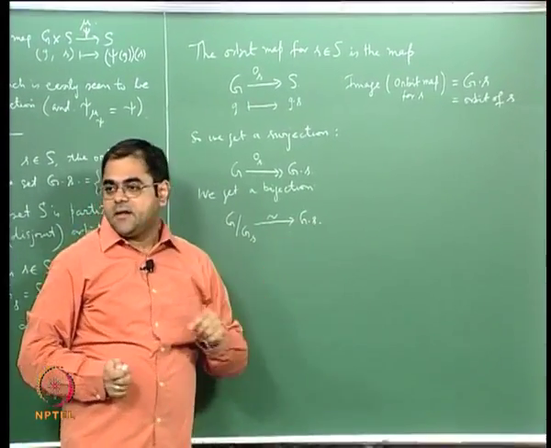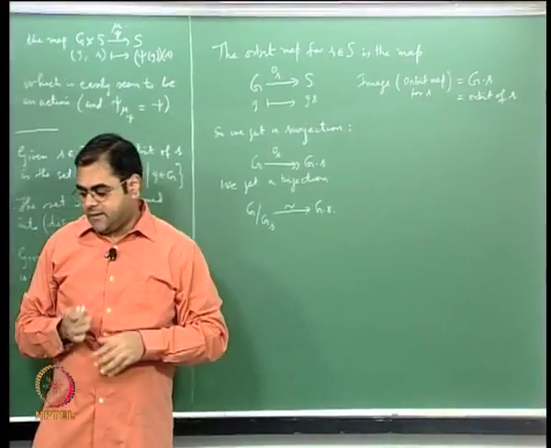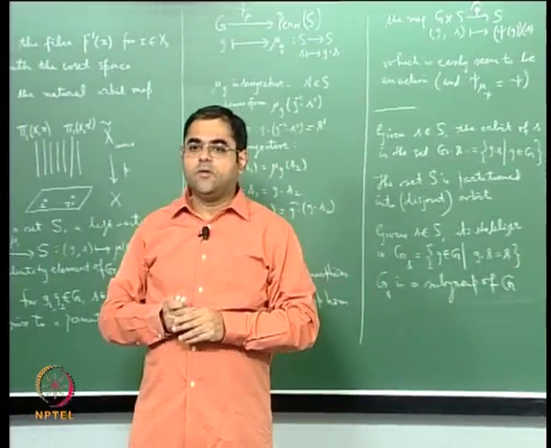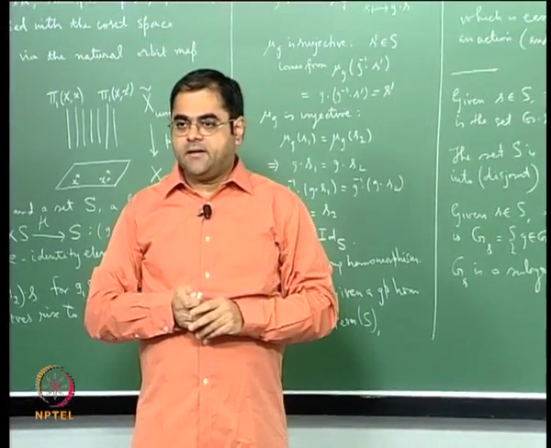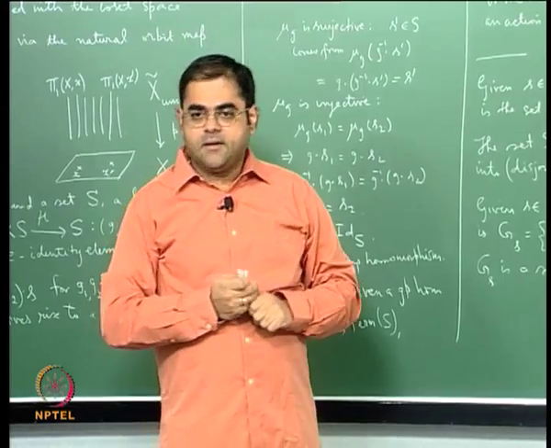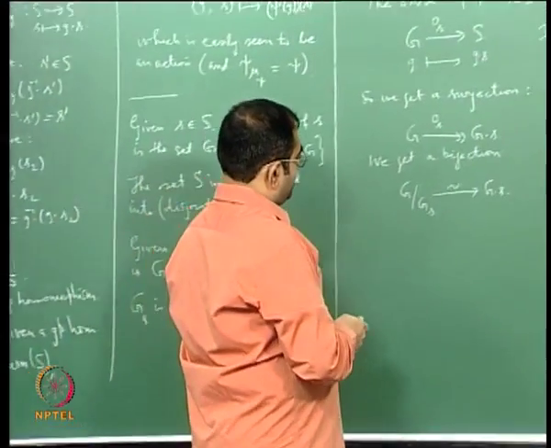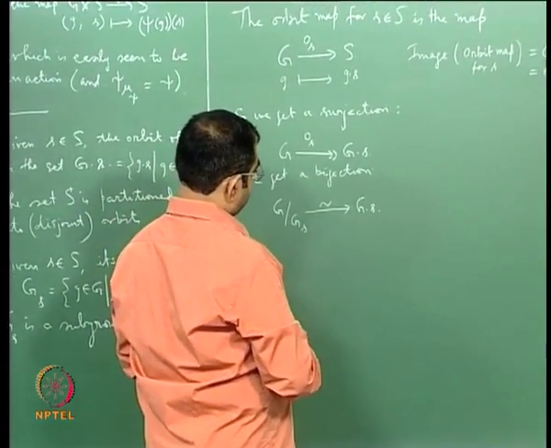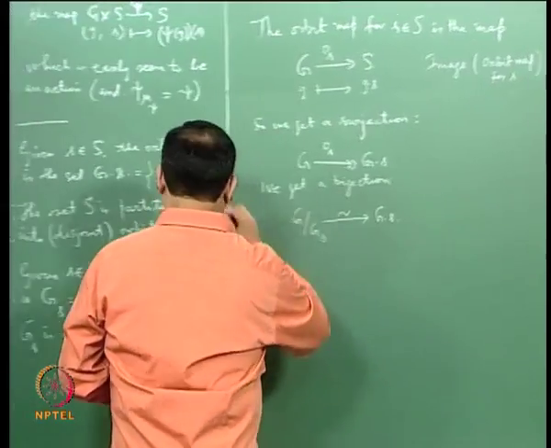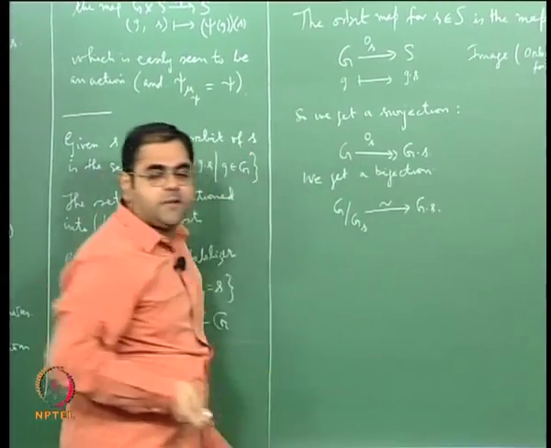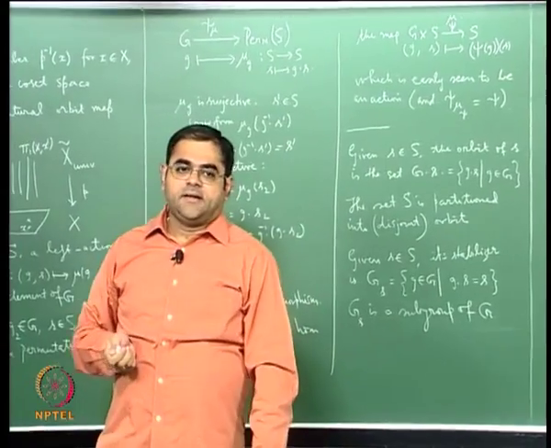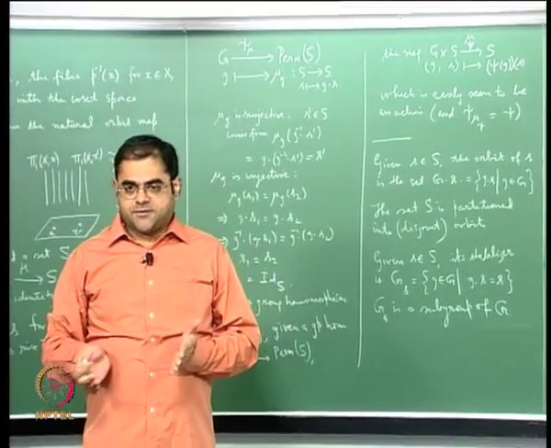If I had taken any other element, the stabilizer would only change up to a conjugate, and still this bijection would hold, okay. So yeah, and there is another thing I want to say. You can also interpret this as coming out from an equivalence relation, okay.